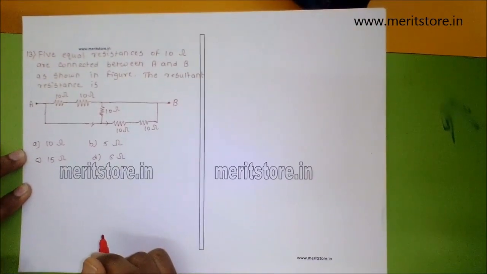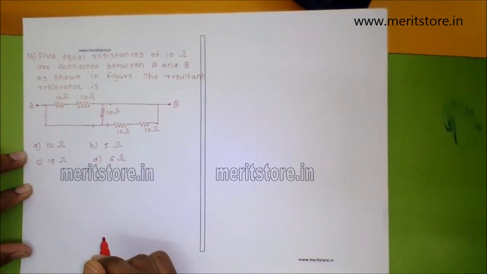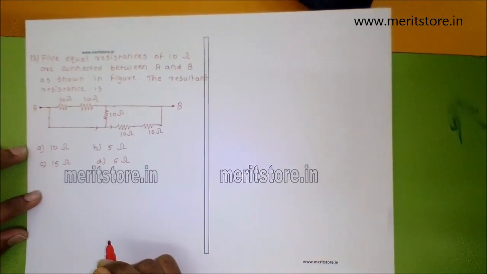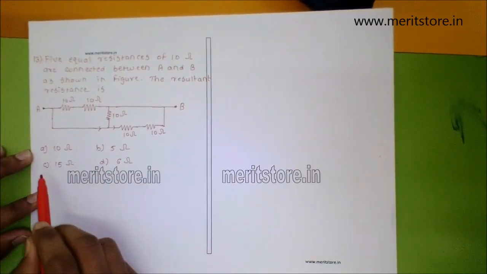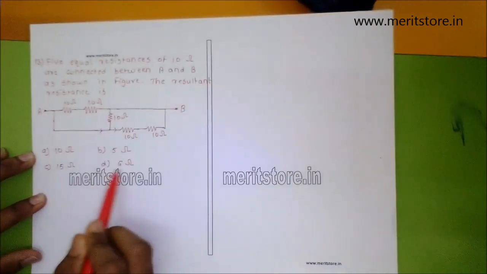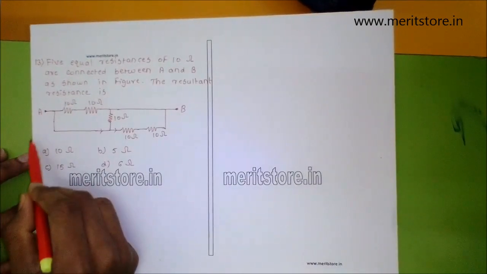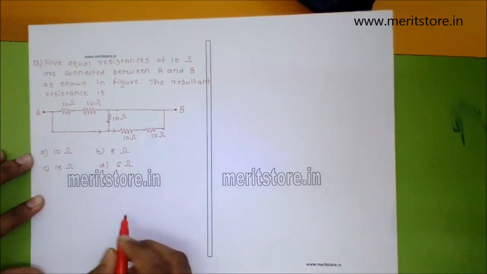5 equal resistances of 10 ohms are connected between the points A and B as shown in the figure. The resultant resistance is, we got 4 options: 10 ohms, 5 ohms, 15 ohms and 6 ohms. In order to solve this sum, we first need to simplify the given circuit.